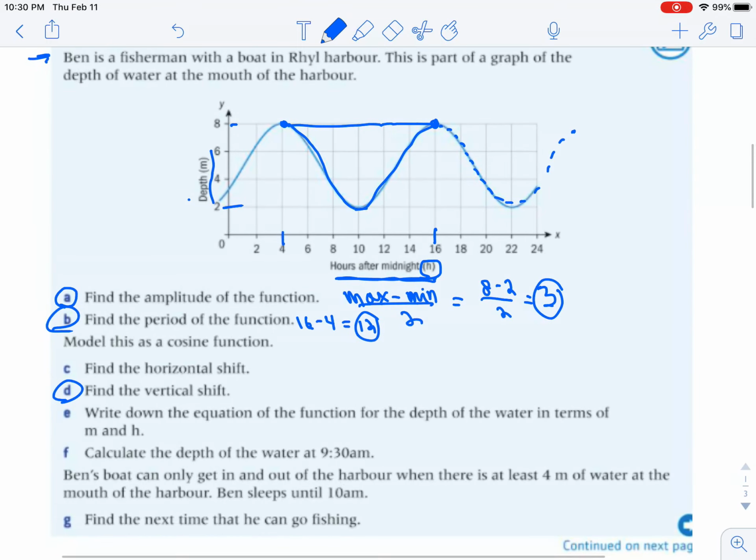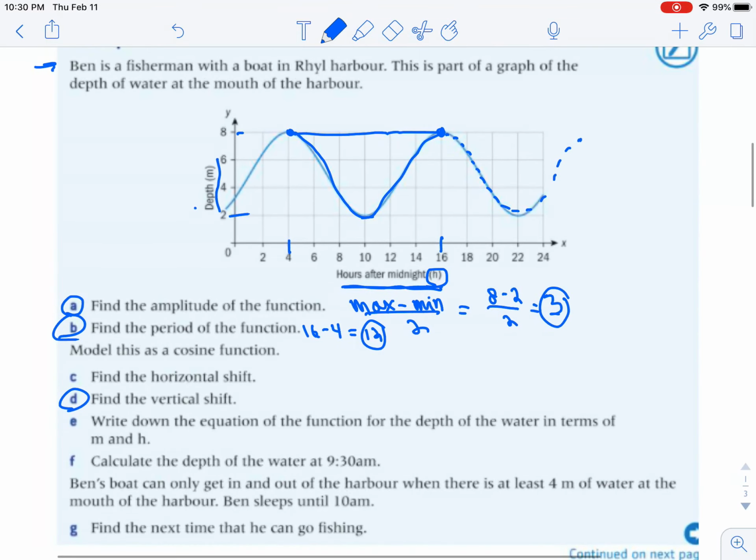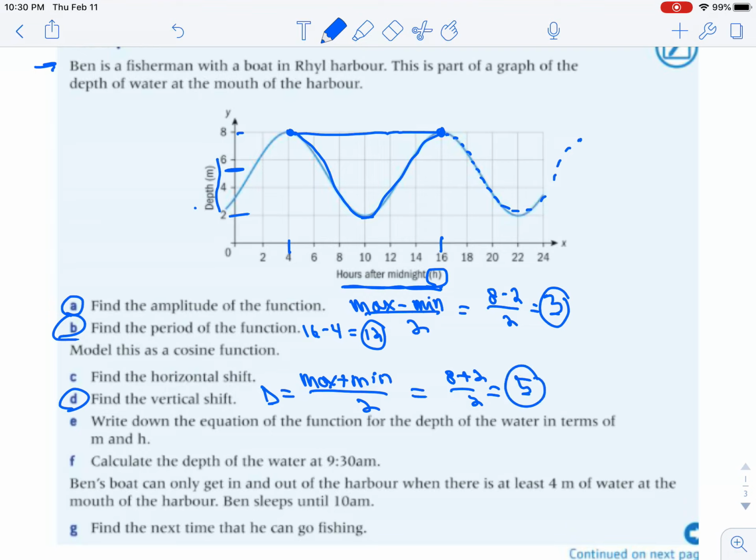All right, then the vertical shift, for that one, remember the vertical shift corresponds to D, and D is the value that's right in the middle between the high and the low. So in other words, it's the average. So it's going to be the maximum plus the minimum divided by 2. So that's 8 plus 2 divided by 2, which is 10 divided by 2, which is 5. So, like I said, it doesn't matter whether you're doing sine or cosine, those values will stay the same.